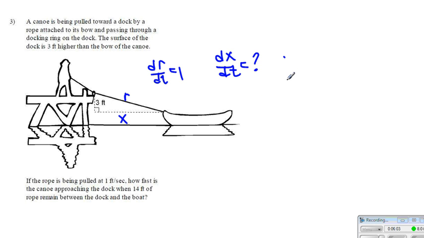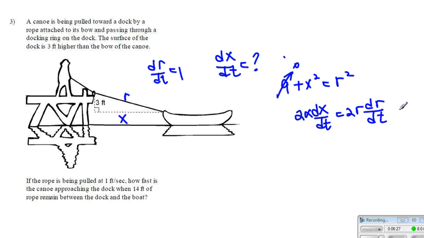All we have to do is first set up 9 plus x squared is equal to r squared, and then when we take the derivative, this becomes 0. Here we have 2x dx/dt, and here we have 2r dr/dt. Alright, so 2 and 2 cancel out, and we need to figure out the value of x and the value of r. Now, at this point, we realize that 14 feet of rope is remaining, so that means r is equal to 14.